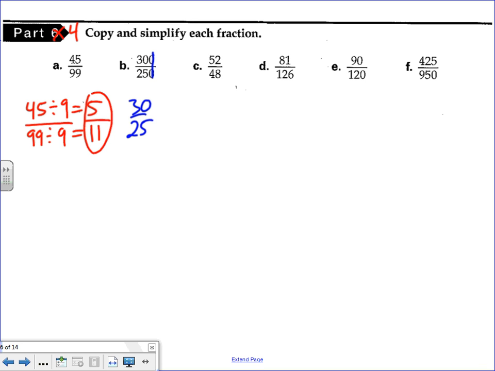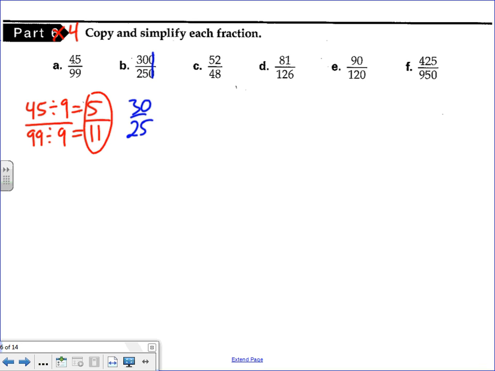All right, now I start checking my divisibility rules here. I know that 10's not going to work again because 25 doesn't end in 0. I can try 9, but right away I know 9's not going to work because for 30, 3 plus 0 is only 3. 9 can't go into 3, and 2 plus 5 is 7. 9 can't go into 7.